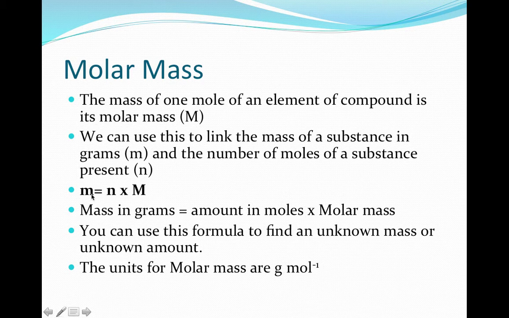So if I have the mass in grams, I know that that is going to be equal to the amount in moles times the molar mass. So if I had something like carbon, for instance, we know it has a molar mass of 12 grams per mole. If I've got 3 moles of it, then I would do 3 times 12, which is going to give me a mass in grams of 36 grams.